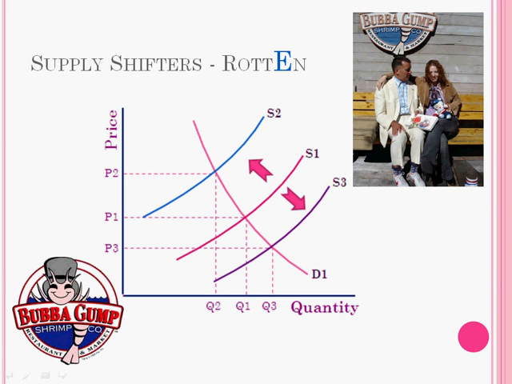The E stands for producer expectations. If producers expect to make money, they will increase the supply. And so we would see a rightward shift. If producers expect to lose money in the future, we would see a decrease in supply.